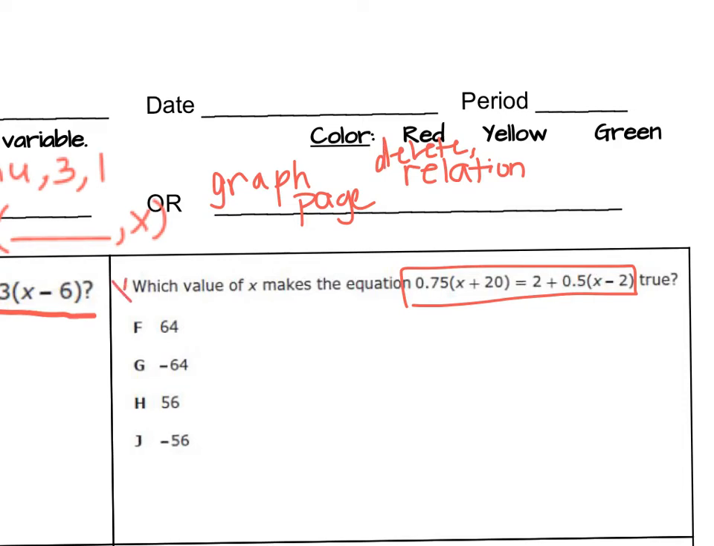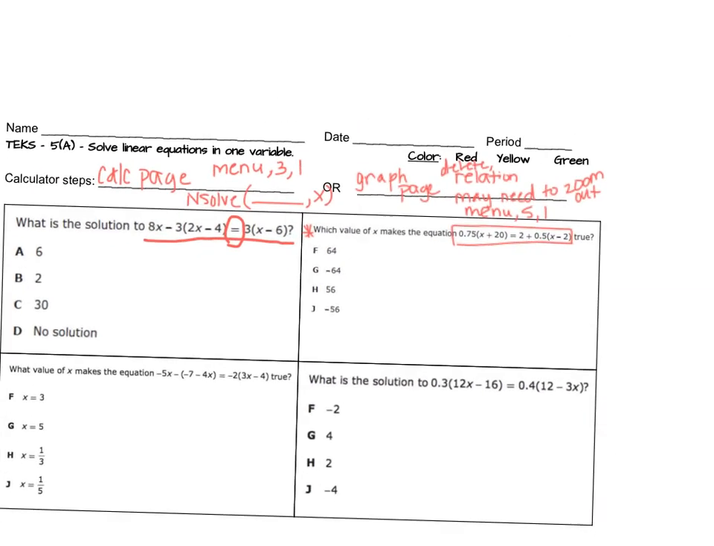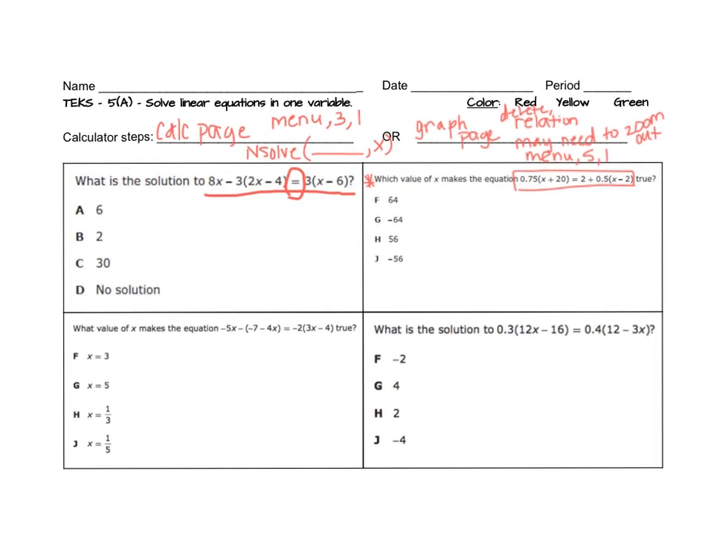For this problem, if that's the way you solve it, you will have to zoom out to see the answer. And then in order to see what number it's sitting on, you can press menu 5, 1, and that will trace the graph and tell you what number x equals. Happy solving!